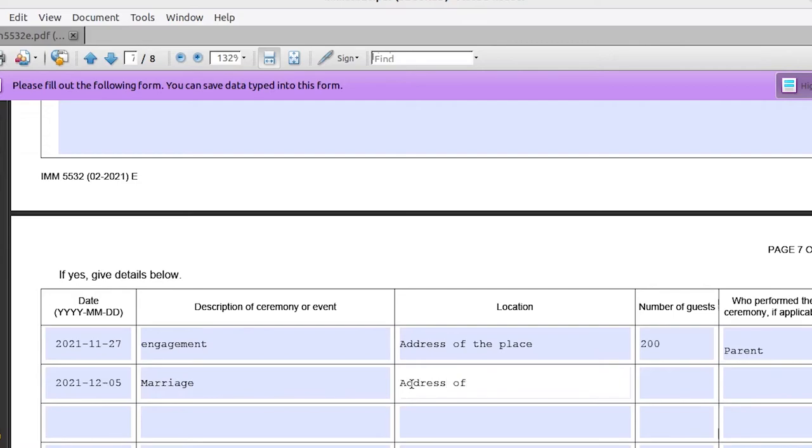Address of the marriage hall, guests, let's say it should be 400, parents, then we also had our receptions, we are reception party, 6th of December.